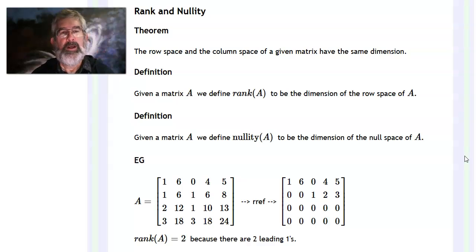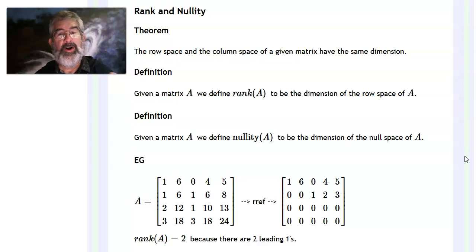Okay, so this allows us to make this first definition that says, given a matrix A, we define the rank of A to be the dimension of the row space. We could have also said the dimension of the column space. Some textbooks say the joint dimension of the row and column space, right? The rank, the dimension of either the row space or the column space.